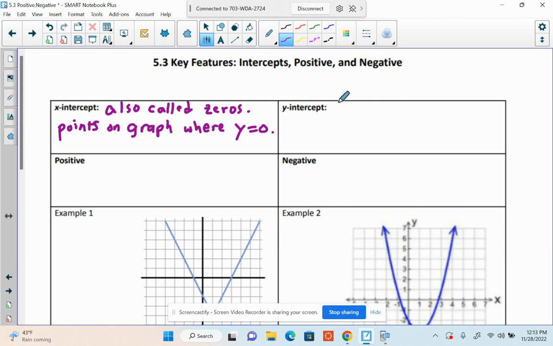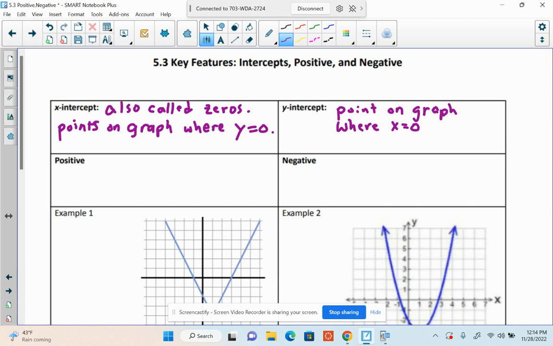And y-intercepts, they are points on the graph. If it's a function, there's only going to be one y-intercept, because x equals 0 can only have one y value paired with it. So we're going to say point rather than points for this one. So a point on the graph where x equals 0. So a point where the graph of the function crosses the y-axis. And if it's a function, it can't have more than one y-intercept.